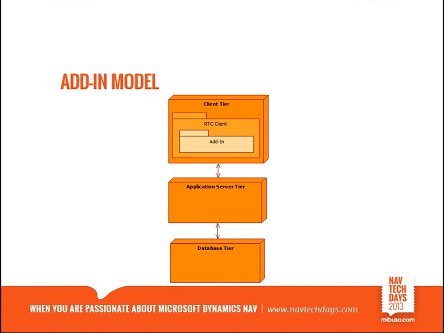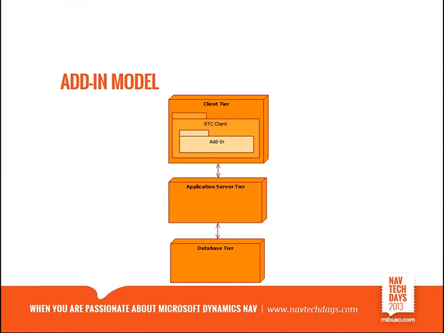About the add-in model, here I just drew the simplest picture I could draw of the technical part of how add-ins look in the big picture in NAV. Of course, NAV is a model-view-controller, 3-tier application. At the bottom we have a database tier, then the application server tier, and the client tier.